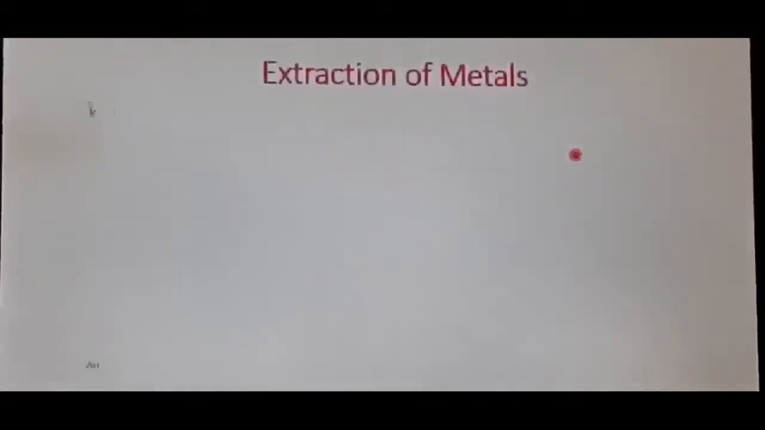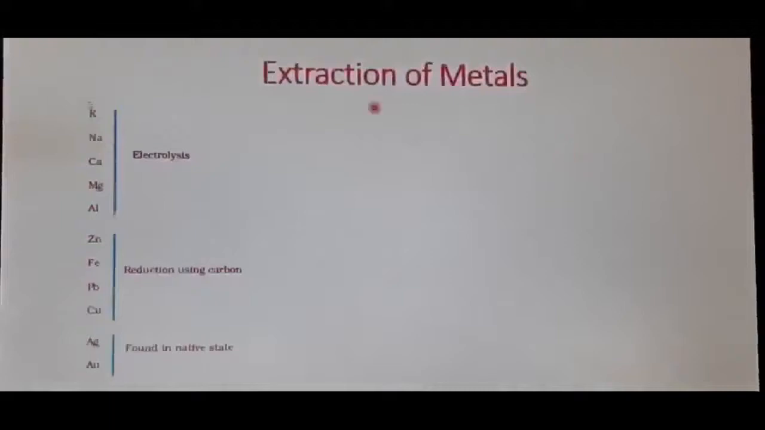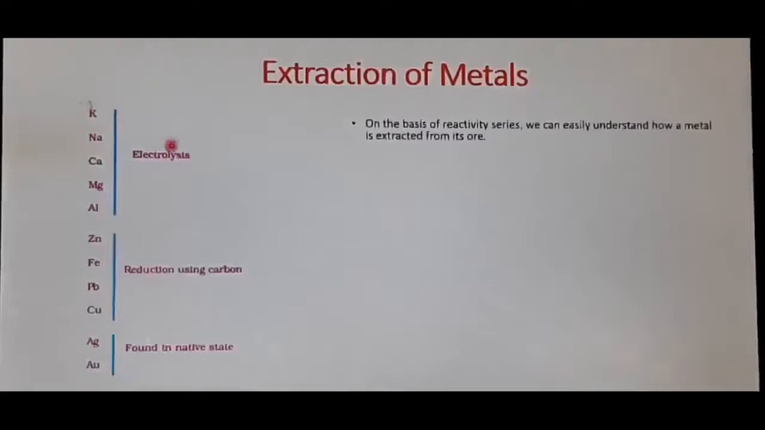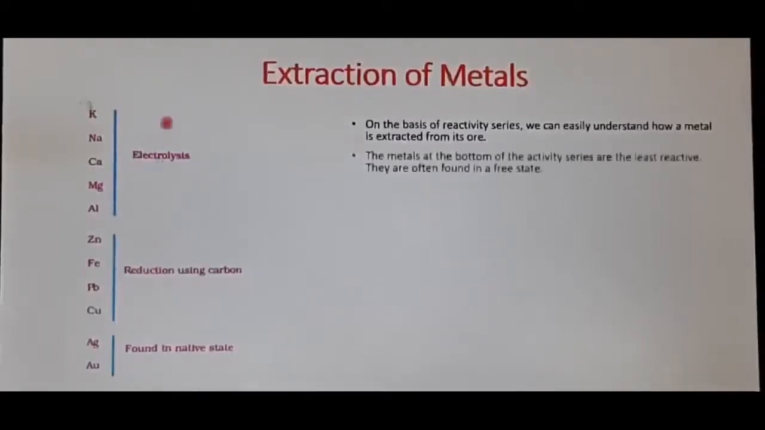Now, how are metals extracted? We have already done the reactivity series. This is the reactivity series, starting from potassium till gold, and with the help of the reactivity series we'll understand how metals can be extracted from their ores. You can see here 3 categories are made. The first one is from potassium to aluminium, then zinc to copper, then gold and silver. A few others, like hydrogen and mercury, also come in the third category.